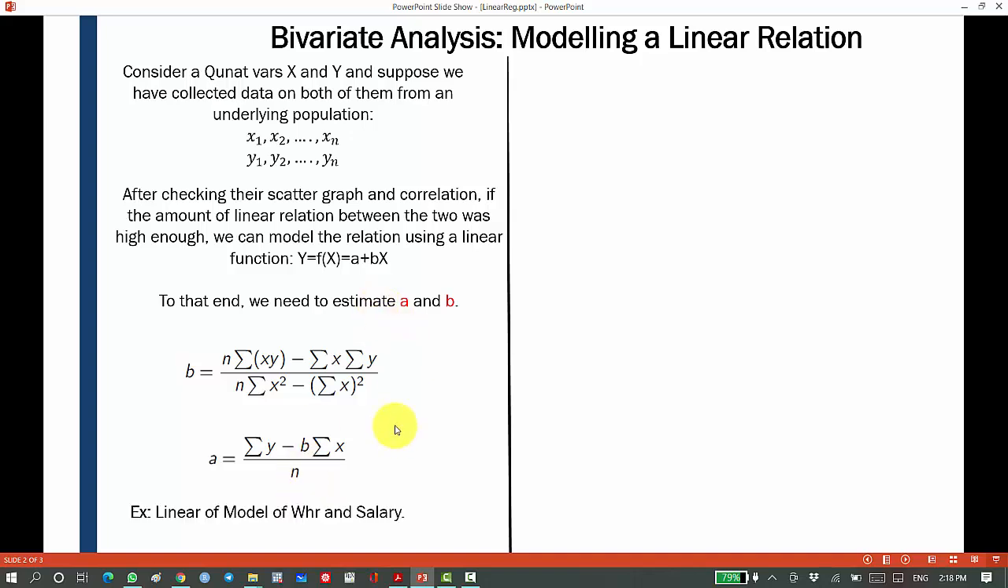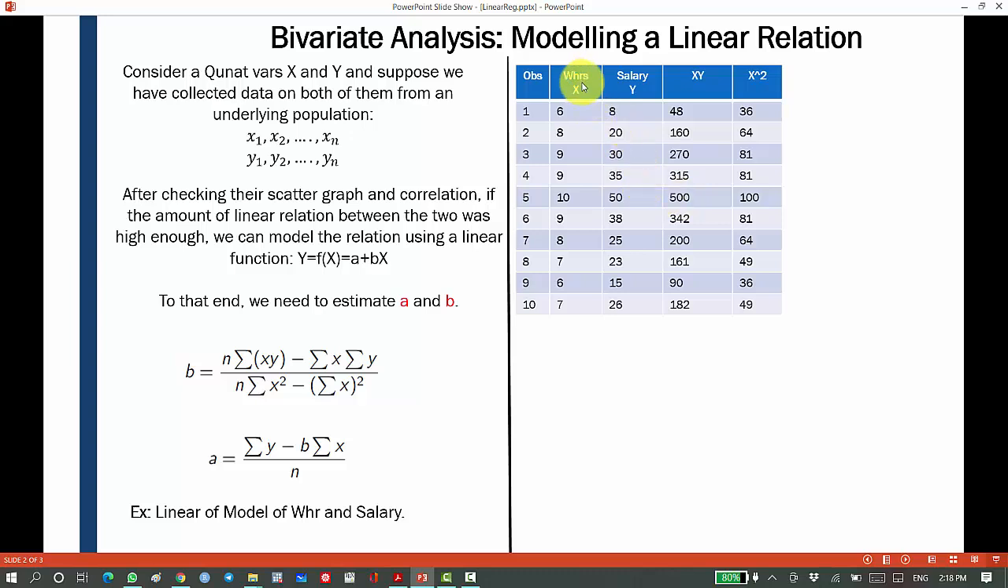For example, consider the two variables working hours and salary and construct their linear model. We have collected data on both working hours, which is our x variable, and salary, which is our y variable, from 10 employees of a company, and have recorded the data here in the second column and the third column. In this column, we find the product of the two, that is 6 times 8 is 48, 8 times 20 is 160, and so on and so forth.